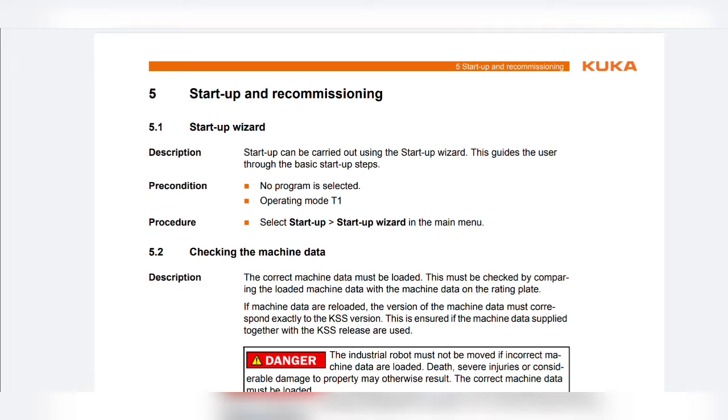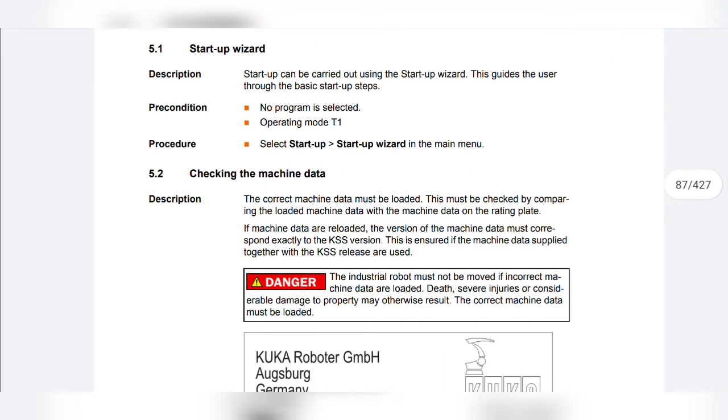Next is checking the machine data. Description: the correct machine data must be loaded. This must be checked by comparing the loaded machine data with the machine data on the rating plate. If machine data are reloaded, the version of the machine data must correspond exactly to the KSS version. This is ensured if the machine data supplied together with the KSS release are used.